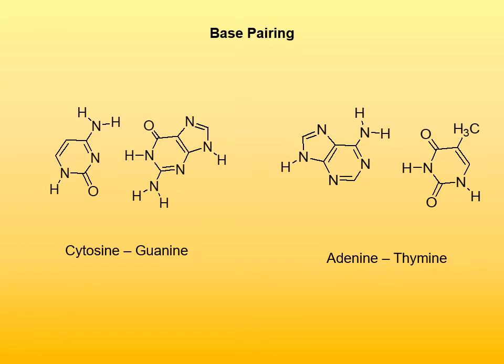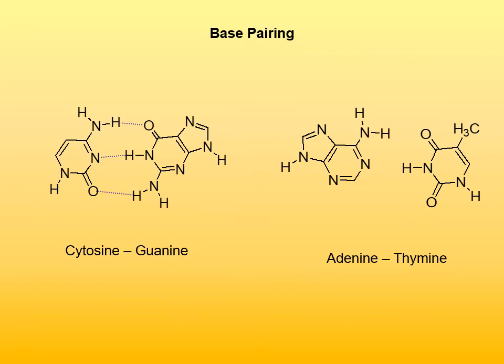Chargaff's rule is actually a consequence of base pairing. So particular bases pair up in a molecule of DNA or sometimes in segments of double-stranded RNA. And those pairs are cytosine-guanine and adenine-thymine in DNA. Of course, it would be adenine-uracil in RNA. Pairing is a consequence of intermolecular hydrogen bonding.